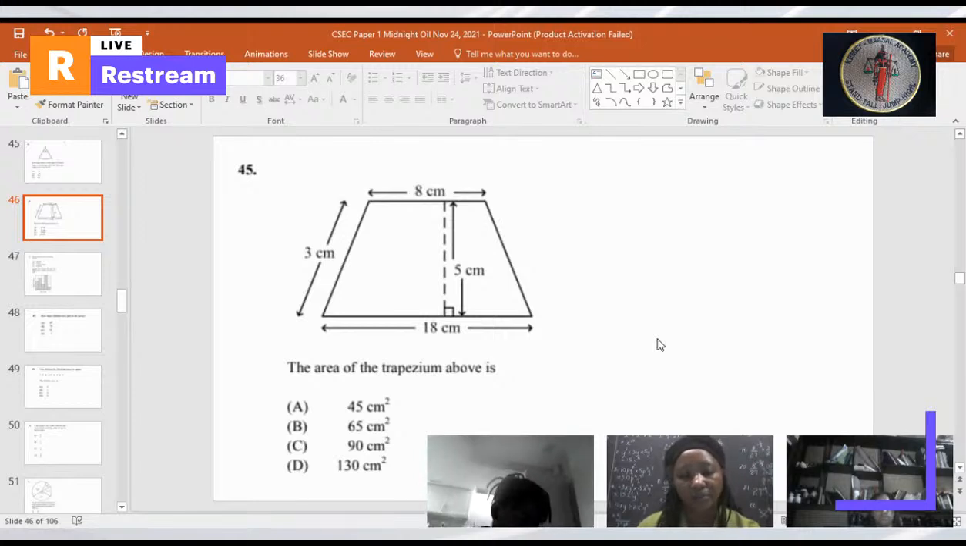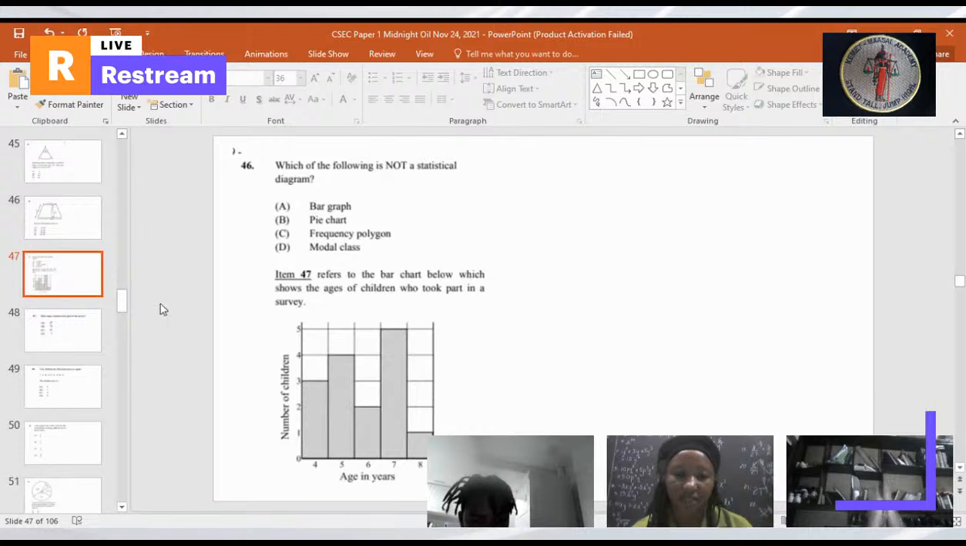Why not the three? Why not multiply by the three? Miss, because the 3 is slanted, so it's not going to be the exact height. All right, so it has to be the perpendicular height, which in this case is the 5. Are you ready, Dreshan? Yes, miss. All right, do that question on the screen.